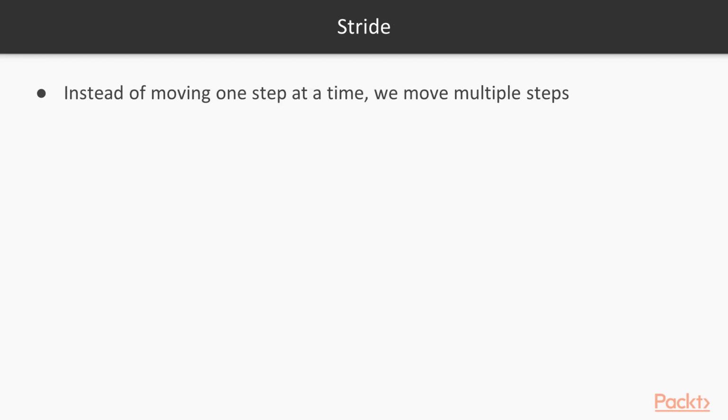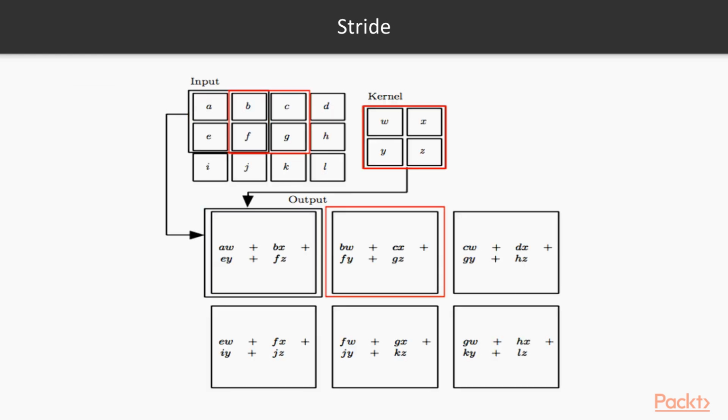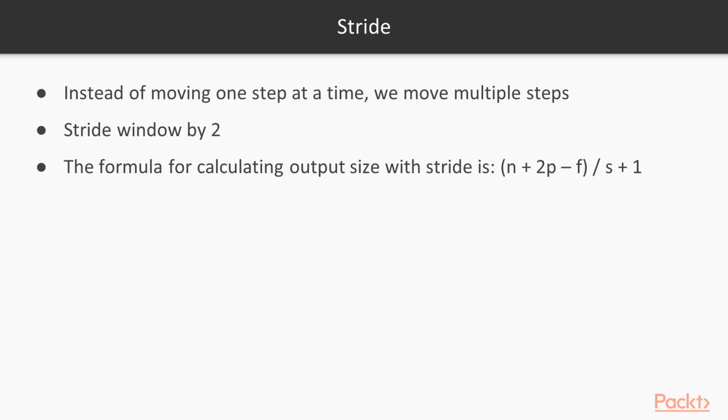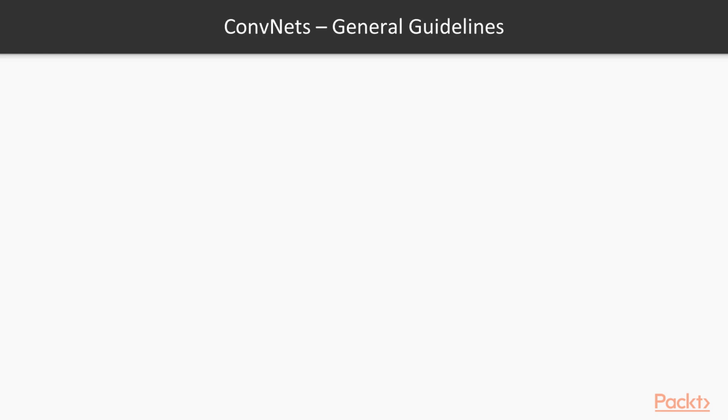Another concept is that of stride. As I told you, we slide the window on the image first to the right, then to the bottom, until we have covered all the cells. But we can actually customize this sliding behavior. We can say do not slide the window every time by 1, but instead slide it by 2. So it will shift 2 cells to the right in every convolution operation and 2 cells down in every convolution operation. The formula for calculating output size with stride is (n plus 2p minus f) divided by s, plus 1.